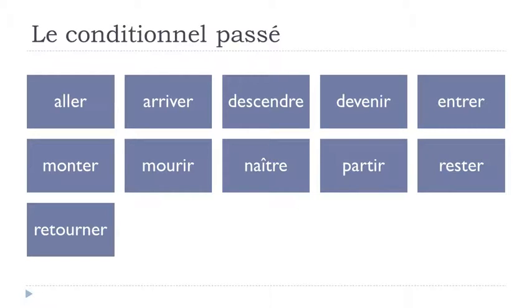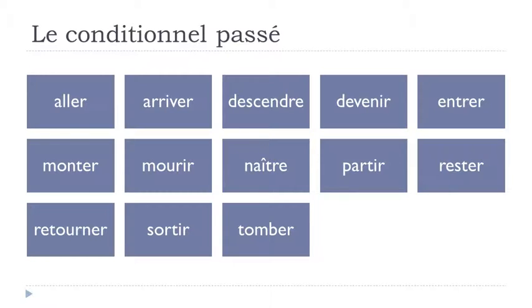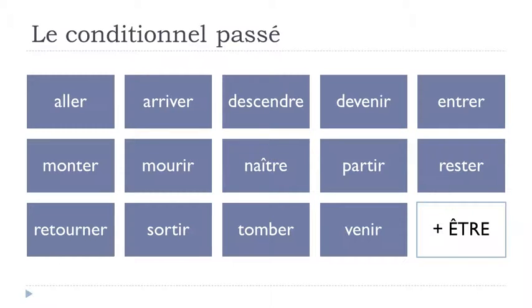retourner, to return; sortir, to go out; tomber, to fall; venir, to come. Okay, so all these verbs will require être for this conditionnel passé form. And then if you remember what we've been seeing for the passé composé, they are exactly the same verbs that will require être, whether for the passé composé or for the conditionnel passé.